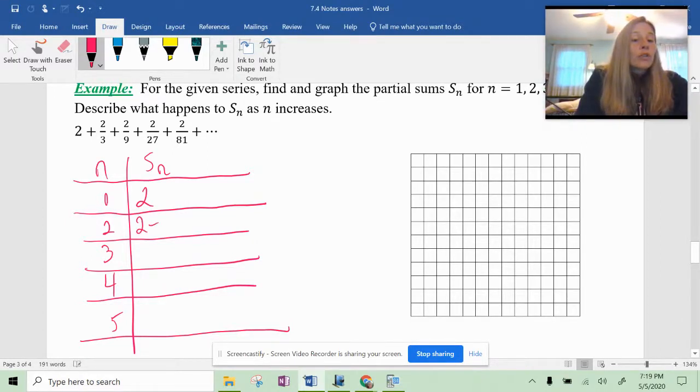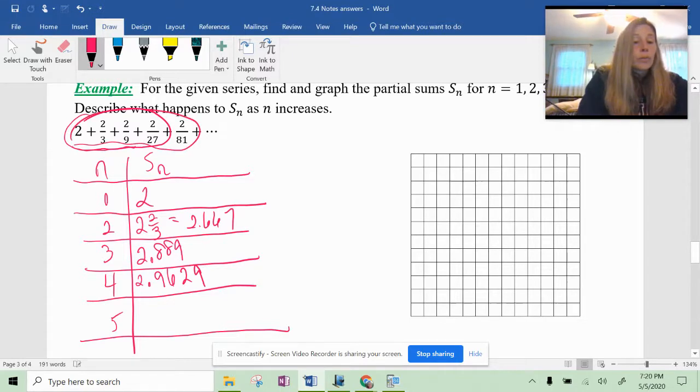Then the second one, I have 2 plus 2/3, which would give me 2 2/3, or 2.667 on your calculator. Then for 3, I'm adding up all 3 of these: 2 plus 2/3 plus 2/9. That's going to give you 2.889. For the next one, you would be doing 2 plus 2/3 plus 2/9 plus 2 over 27, and that would give you 2.9629. And if you add up all 5 terms, you would get 2.988.